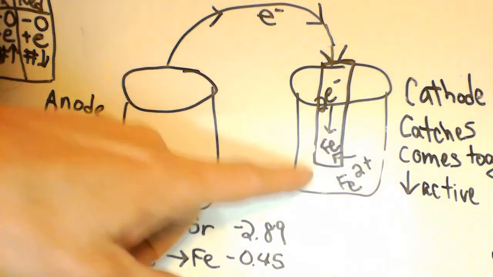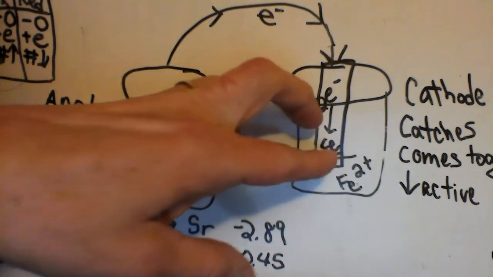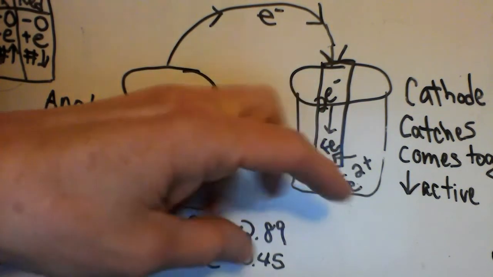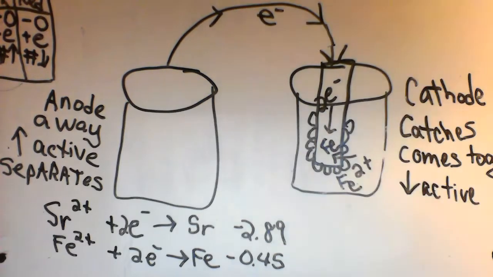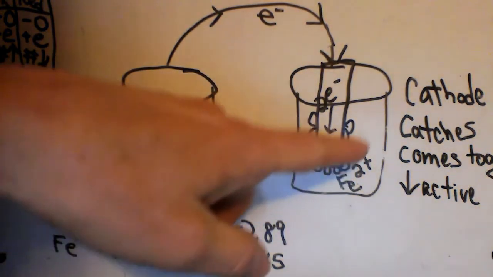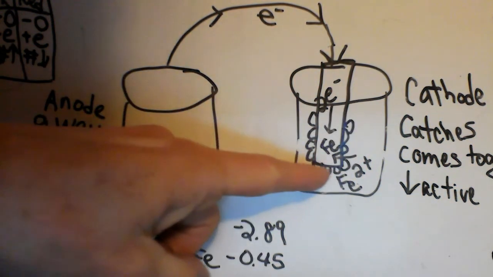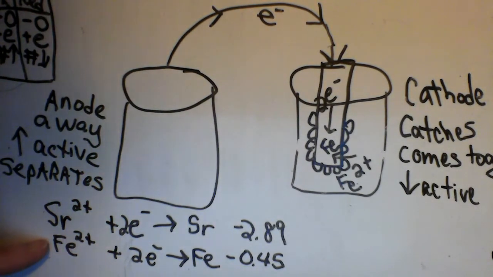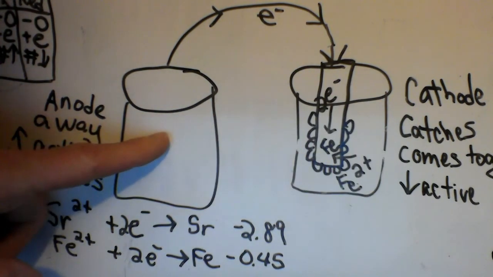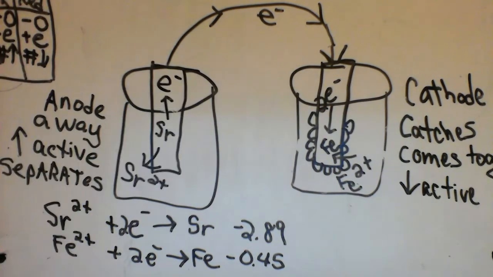Now what will happen, since atoms of iron are being created here at the electrode, is metal will build up on this particular electrode. So the little things I've drawn around the electrode are just atoms of metal being built up around this particular plate. So we know that iron is being reduced over here. Now we have to decide what's happening in this beaker.